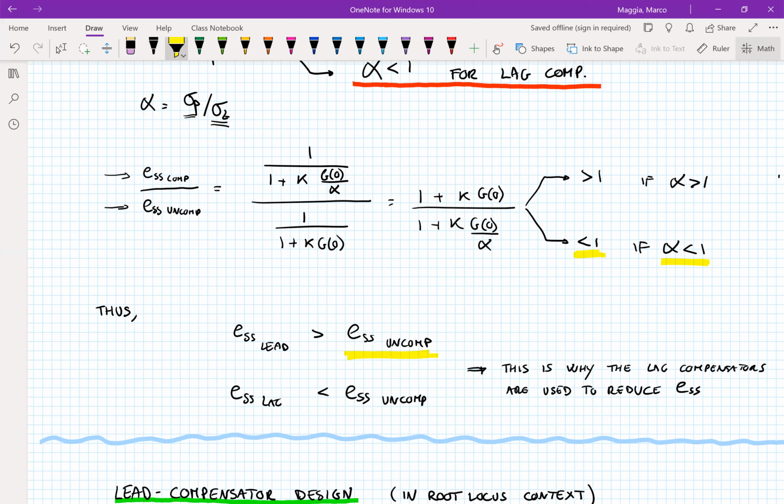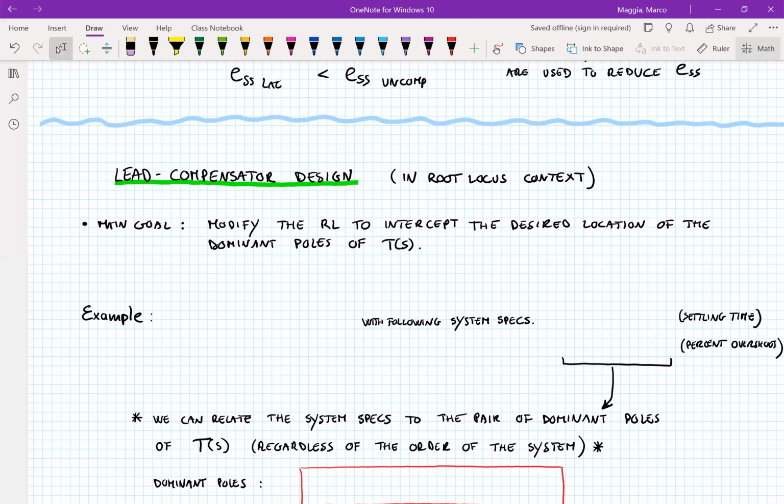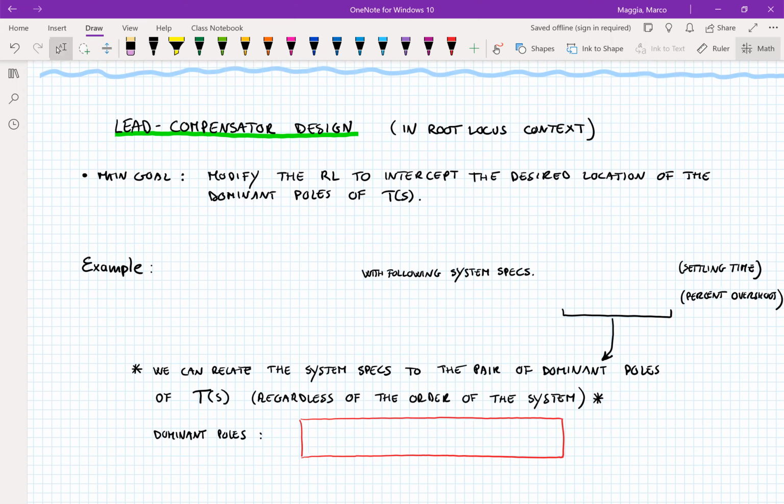So the order of the lead and lag compensator is always first the design for the lead compensator and only then the lag compensator. Because if you were to do the opposite, then you would mess up everything. So let's start with the lead compensator design. Of course, here we're using the root locus context. Then later on, we're going to see the design of still a lead compensator, but now in a different context, and that's going to be in the Bode plot, which you're probably already familiar with, but that's for later.